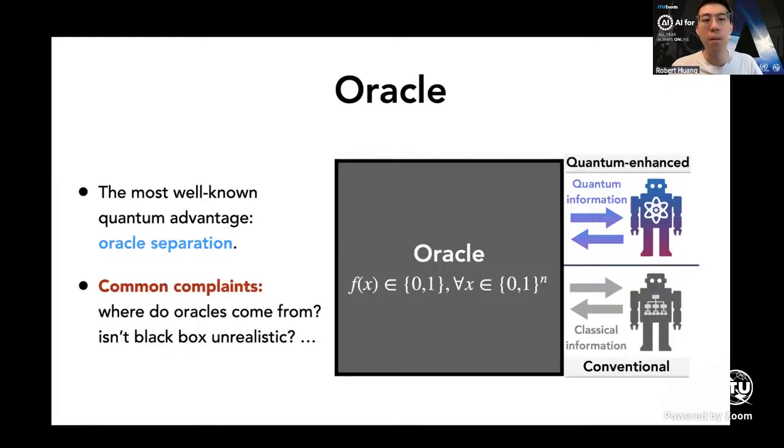But one of the common complaints people have about oracle separation is that this oracle is really an idealized model. It's like an oracle that is a pure black box, and we can access it coherently. It's unclear where these oracles come from. In practice, in computational problems, we don't have oracles that are black boxes. These oracles are going to be implemented by some quantum circuit that we know all the details about, but we forget about the details and treat it as an oracle, which is quite unrealistic.